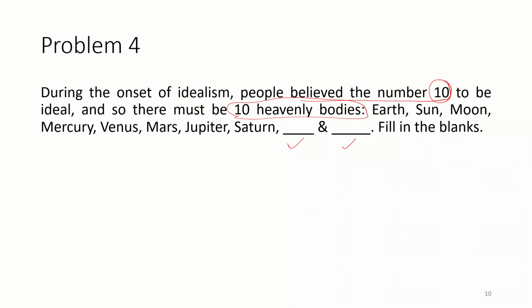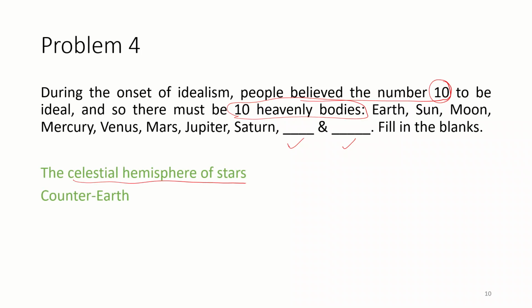All the celestial heavenly bodies. So the first one that you are all mentioning was the celestial hemisphere of stars. And then the counter earth. So there must be another one which looked like the earth. They called it a counter earth. It is interesting because they only told that it is a celestial hemisphere of stars, and the counter earth.